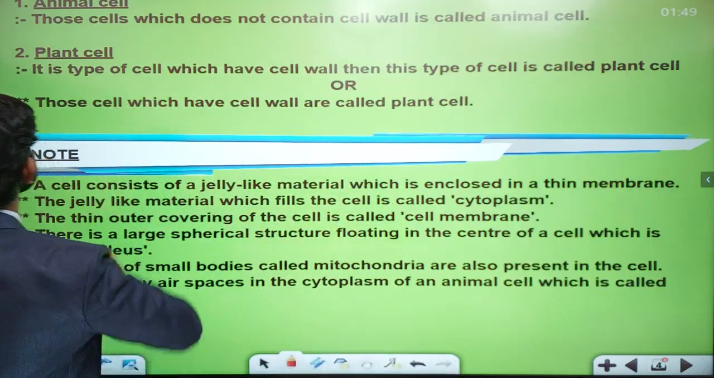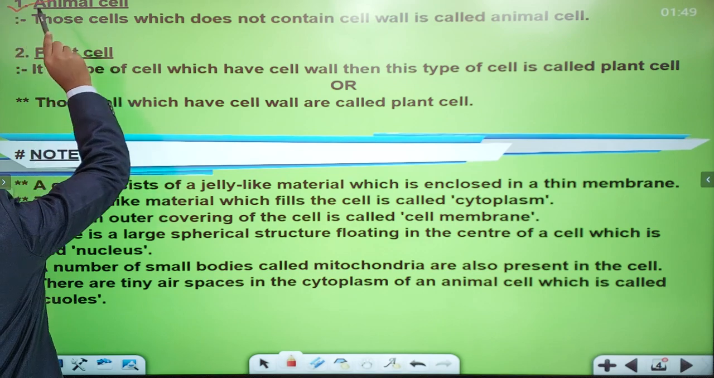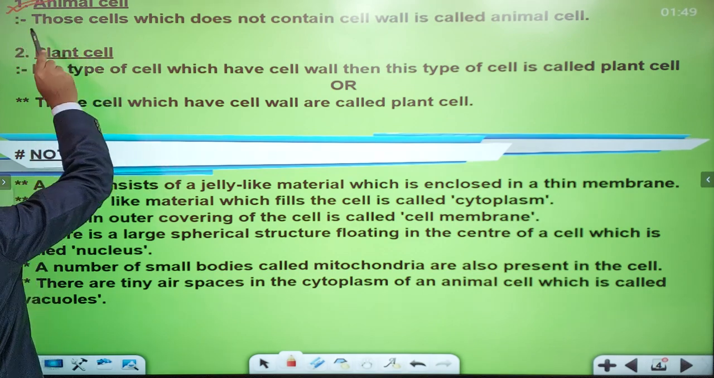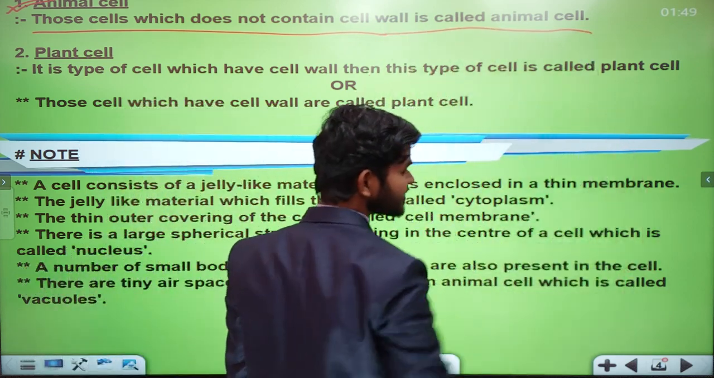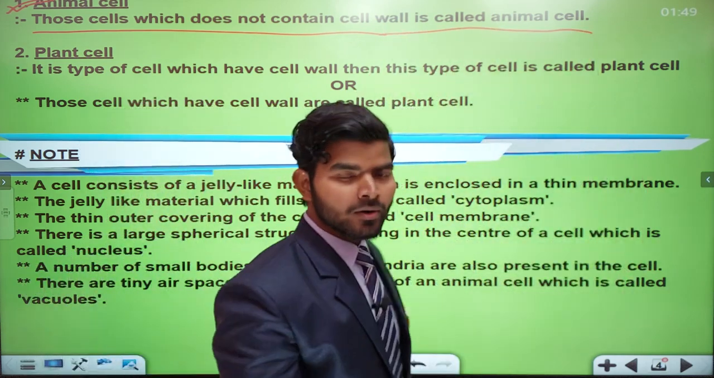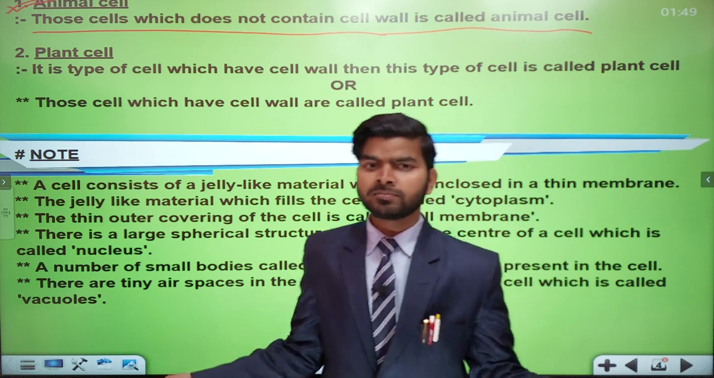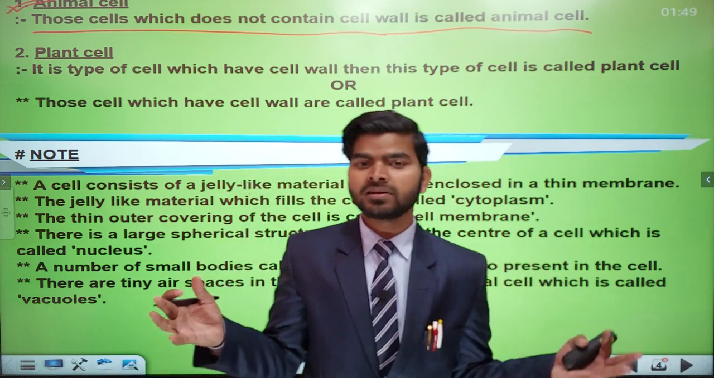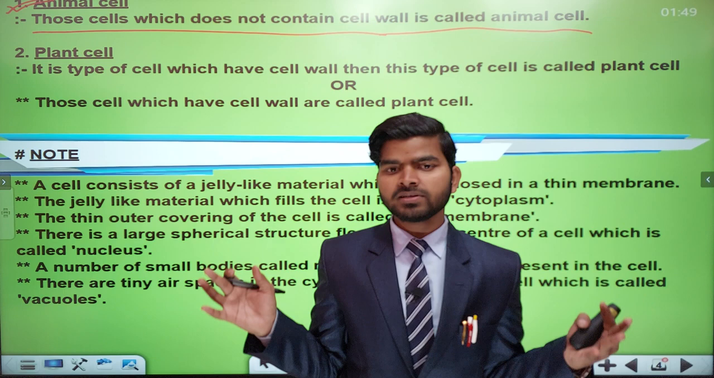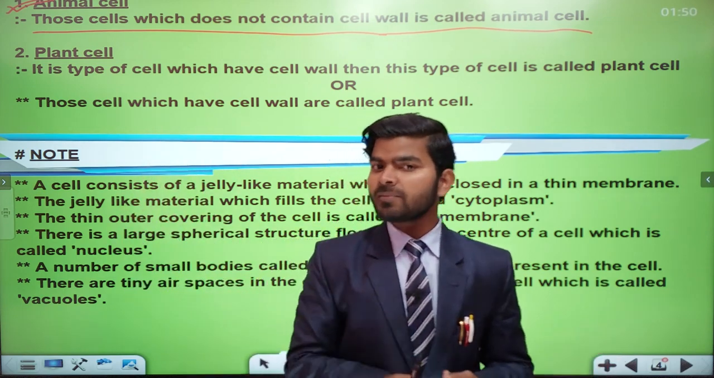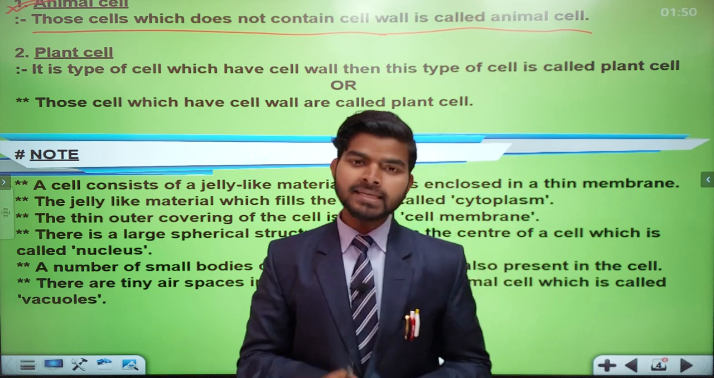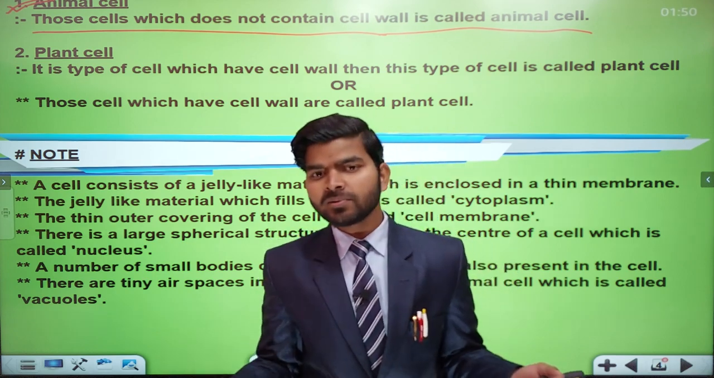I have written here about the animal cell. If someone asks you what an animal cell is, you can tell them that a cell which does not contain a cell wall is called an animal cell. You can remember it just like a phrase. And similarly, what is a plant cell? It is a type of cell which contains a cell wall. Then this is called the plant cell.